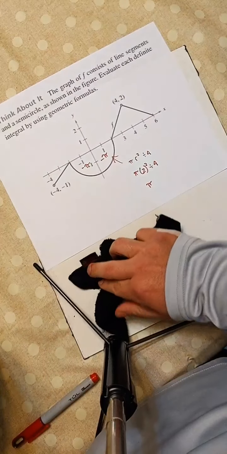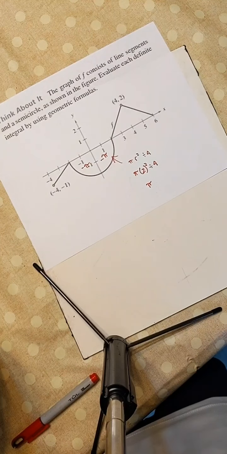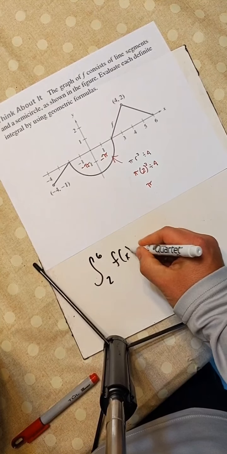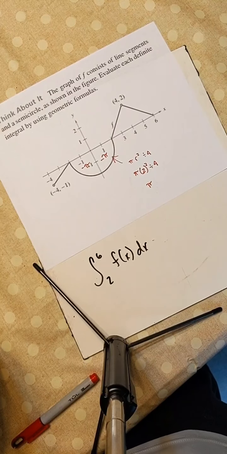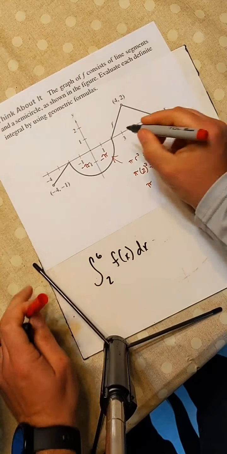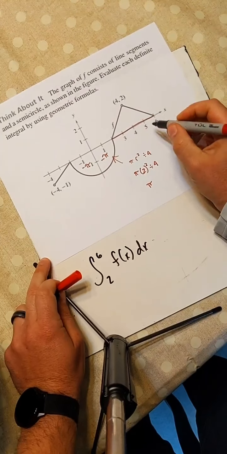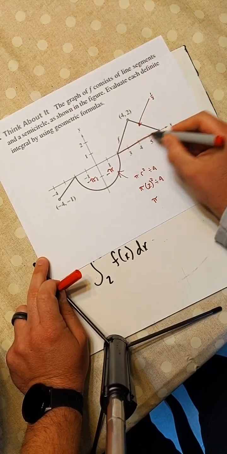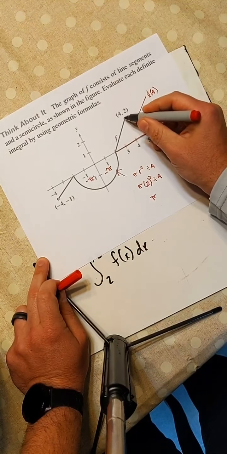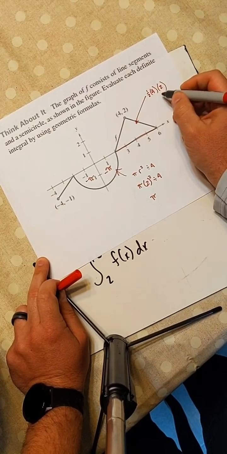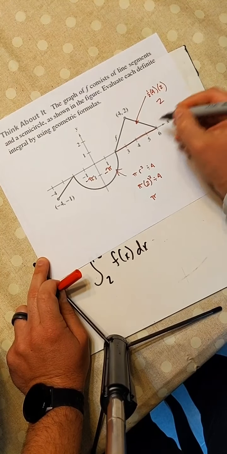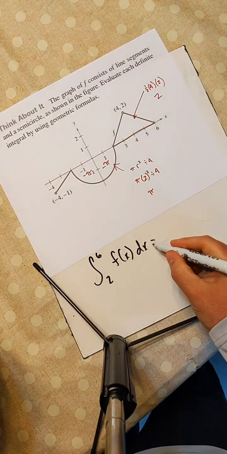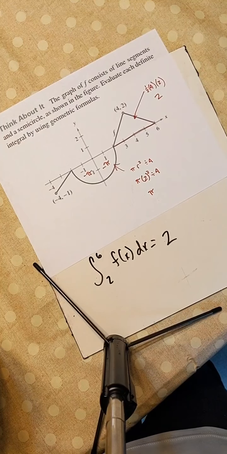Okay, next question. Here we go. What is the definite integral from 2 to 6 of this function? Okay, well, 2 to 6 is this triangle from here to here. For any triangle, the area is 1/2 the base, which from 2 to 6 would be 4, times the height, which goes up 2. So 1/2 of 4 times 2 is 2. So that has a whole area of 2, and that is above the x-axis, so it stays positive.